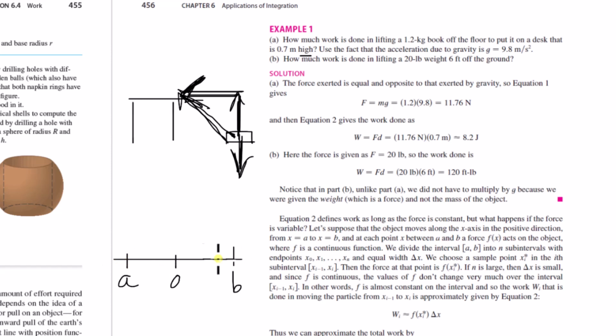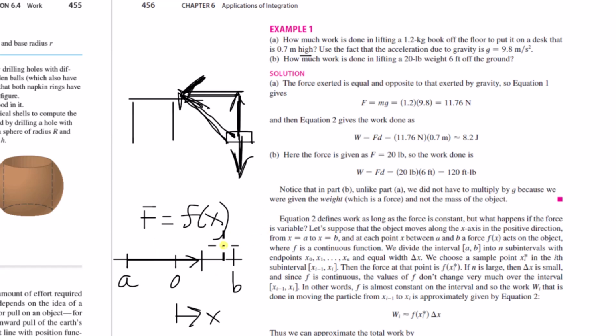So let's say we're starting here and ending here, and this object is going from a to b, x equals a to x equals b, and for all positions of the object between a and b, we've got a force function, a function of x. This is x. Now just notice, this is not f of t. This is not the force as a function of time. We're talking about a force that is a function of the position x.